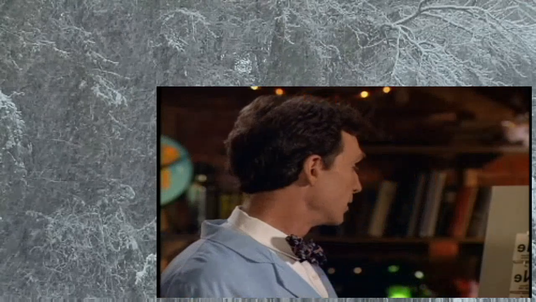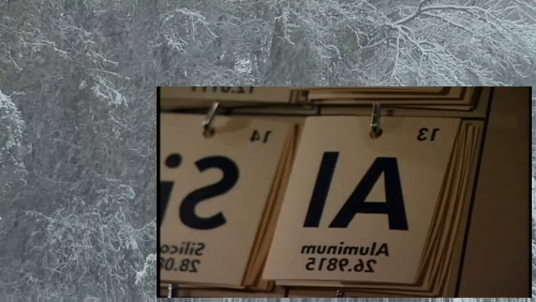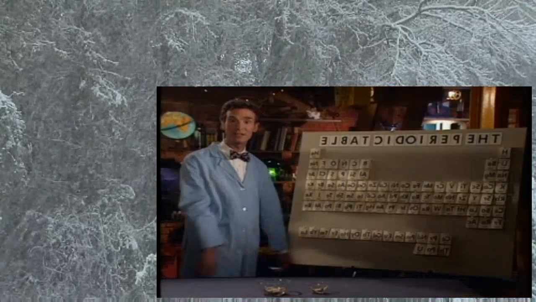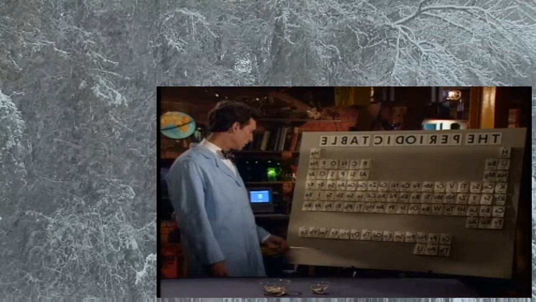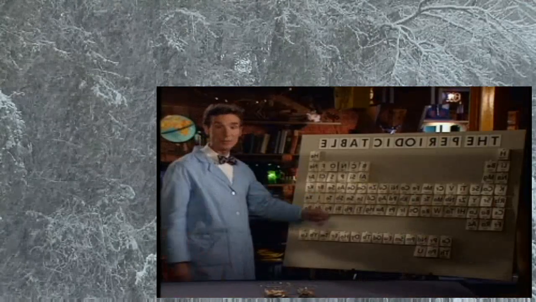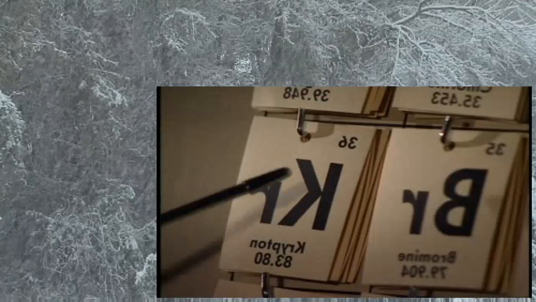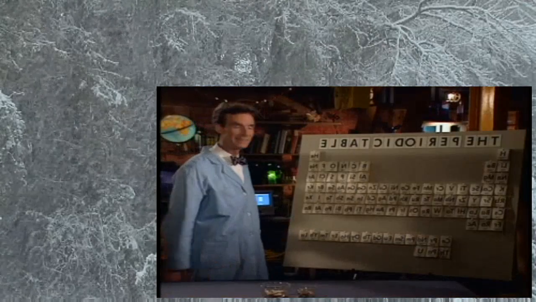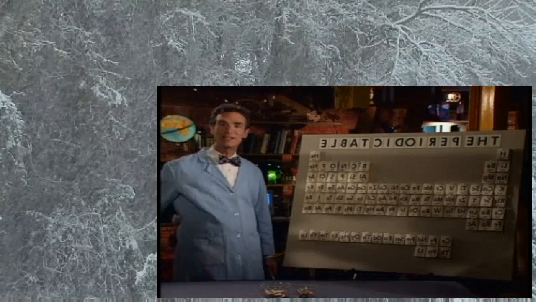See, every element has a name, and you know most of them. They're familiar. There's carbon, oxygen, aluminum, copper, iron. But there's some weird ones, too. There's like erbium, palladium, and krypton. Scientists have given each element a 1 or 2 letter symbol and a number. That's the atomic number, the number of protons in each nucleus.